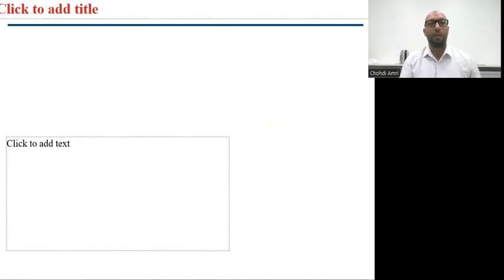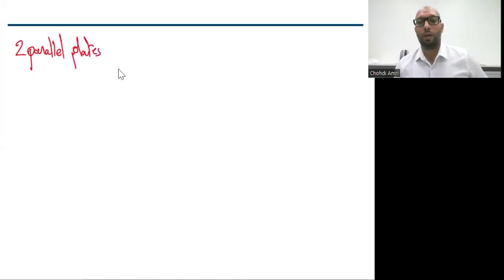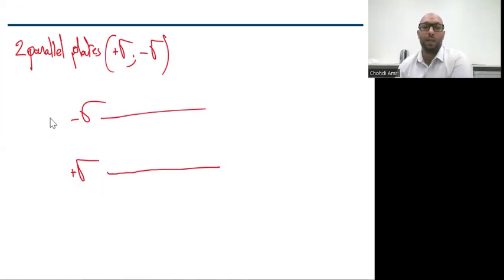Now we will take some cases. Let me talk about this first case. If we take two parallel plates, plus sigma and minus sigma. We take the minus sigma, negative sigma, as the upper plate, and the lower plate is plus sigma. Let's say this is 1 and this is 2.